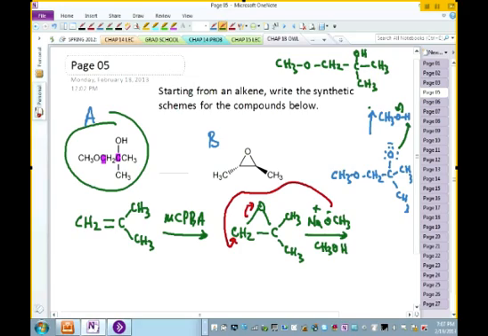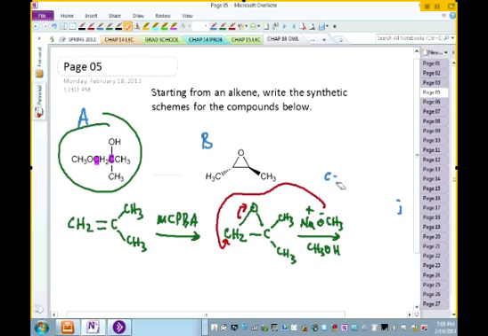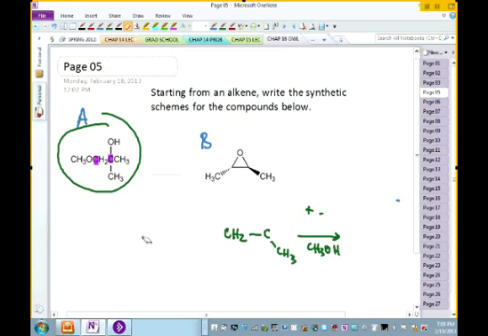Let us now do B. B should be simple. Okay, what do we need to do with B? How do we get to B from an alkene? Notice that they did not tell you what type of alkene. You have the liberty to choose any alkene you want. Okay, so how do we get B? Anybody has an idea what kind of alkene?